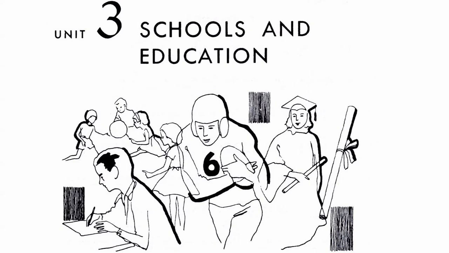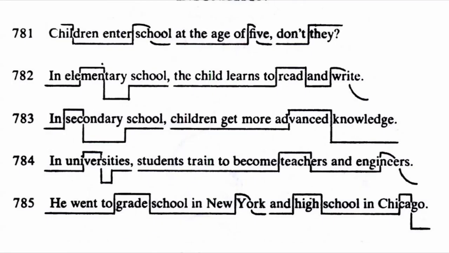Schools and education. Children enter school at the age of 5, don't they? In elementary school, a child learns to read and write. In secondary school, children get more advanced knowledge. In universities, students train to become teachers and engineers.